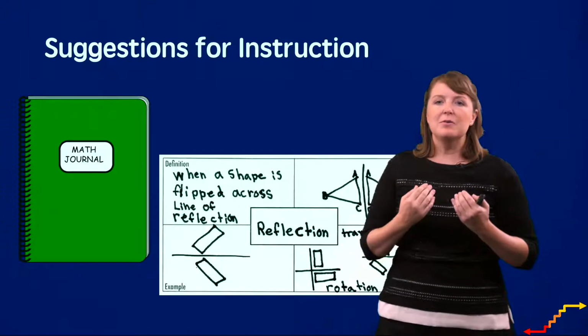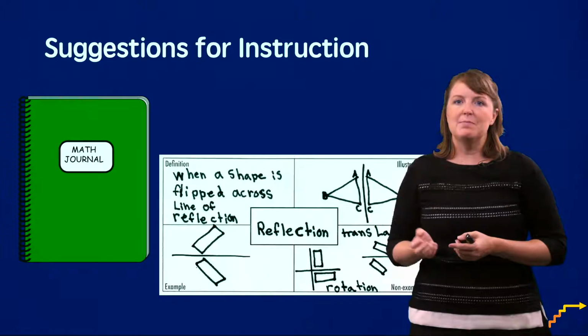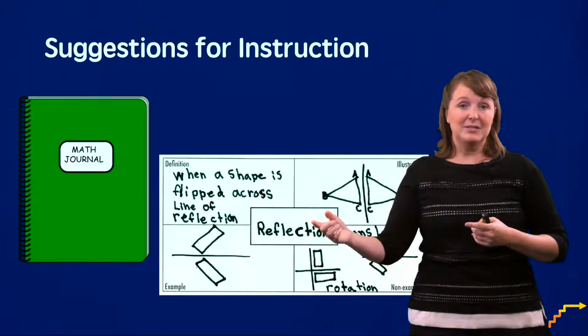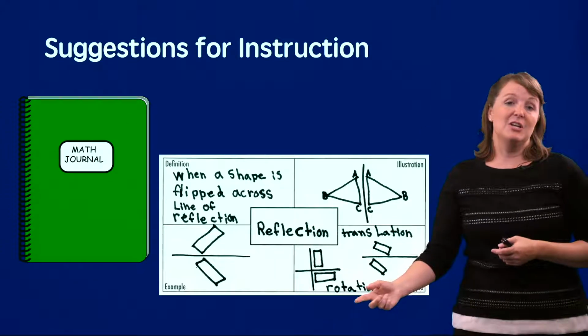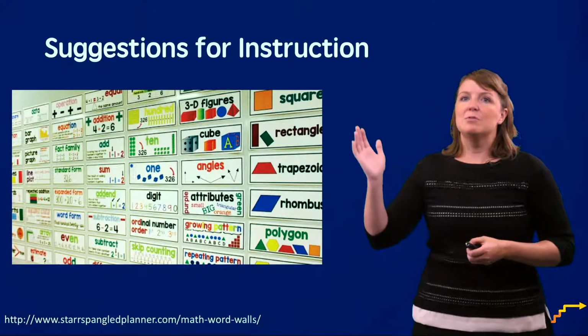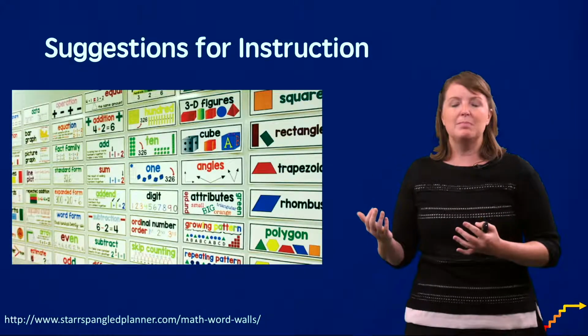So some of our suggestions for instruction include the following. Have students make their own math journals where they can make glossaries of specific terms. You might have them make Frayer models to help understand terms that can be easily confused. So what is the difference between a reflection, a translation, and a rotation? You might create some word walls. You can buy teacher-created word walls, but student-created word walls are even better.